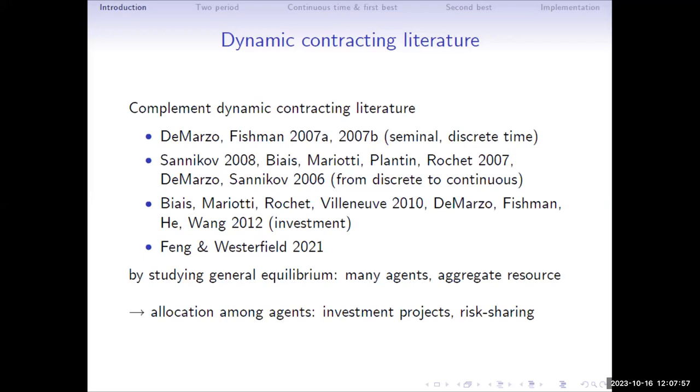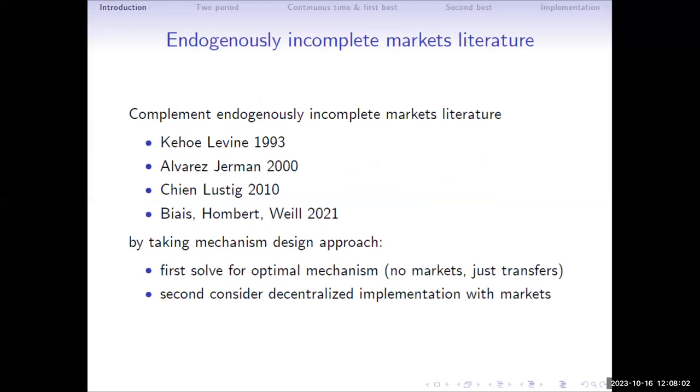And that's related to a very interesting literature, maybe started by Kehoe and Levine, that studies dynamic equilibrium in financial markets under imperfections. What we share with that literature is an attempt to study a general equilibrium problem with incentive constraints. The approach we're going to take is a bit different because they start with markets, while we will start with an abstract mechanism design problem, and then we will show how the mechanism can be implemented with markets.